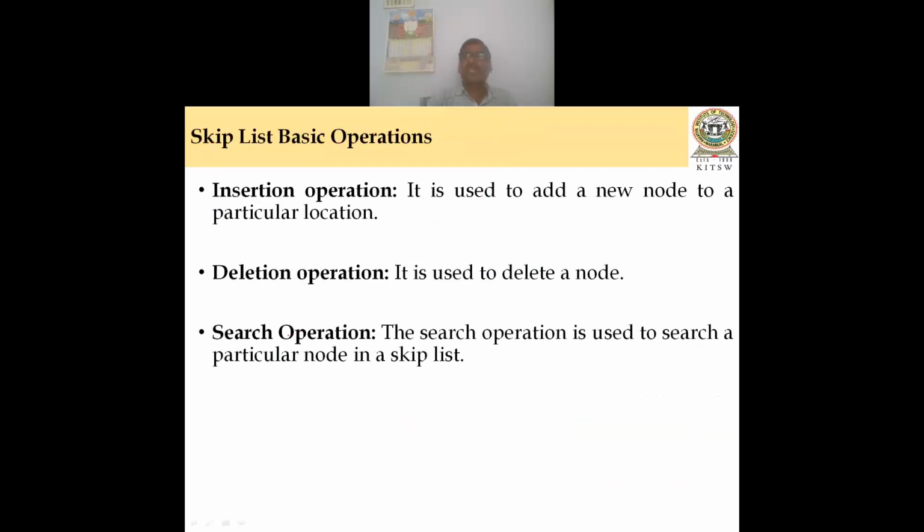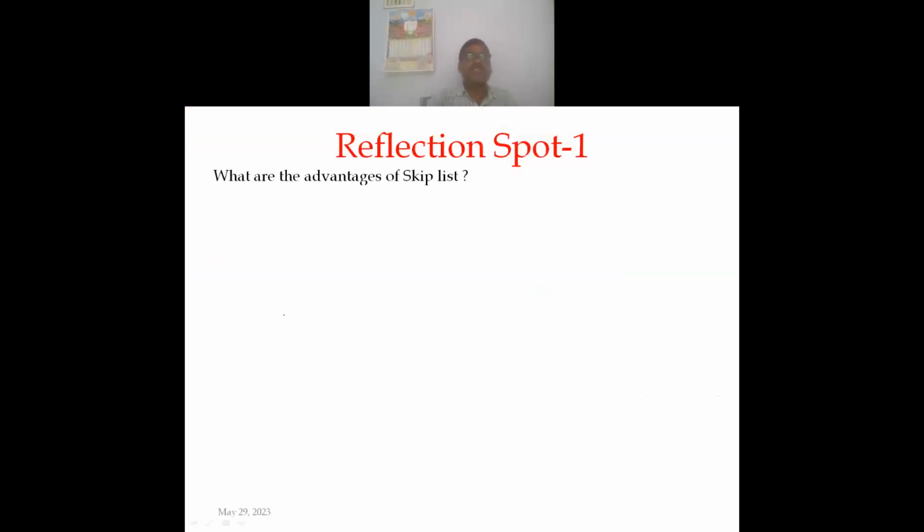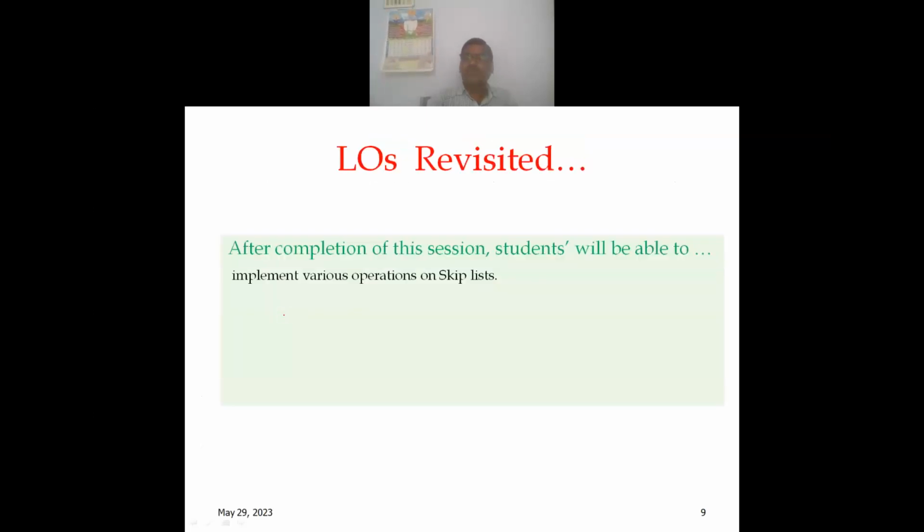So what operations can we define on the skip list? The insertion operation is used to add a new node at a particular location. The deletion operation is used to delete a node, and the search operation is used to search for a particular node in a skip list. These are the three important operations we can define on a skip list. Fine, so this is reflections part one. What are the advantages of skip list? Does anyone have an idea? The main advantage here is that we can reduce the searching time.